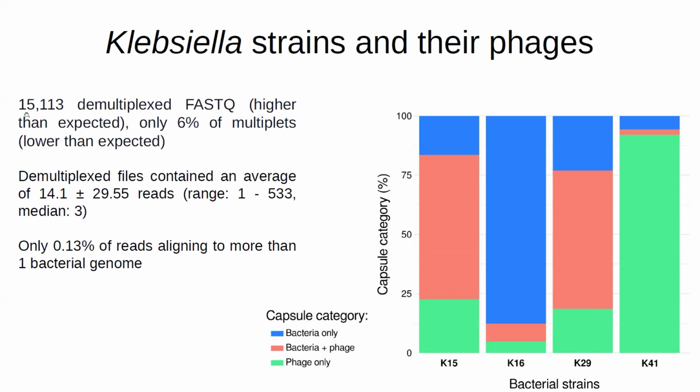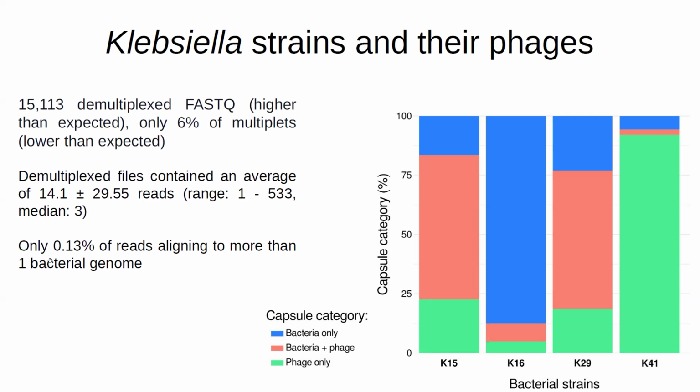Since we obtained more than the expected number of FASTQ files, you might say, okay, many of them are multiplets, meaning that accidentally 2 cells are inside of one capsule, an error like this. But actually everything was as expected. Our multiplets were even lower than expected. And since our coverage was not that high, we had an average ranging from, in some cells, only 1 read, to, in some, 533. This was our maximum. The median was 3 reads per capsule. This sounds pretty low, maybe you would say, but not. We obtained quite a lot of single cells that had enough coverage to study the phage and bacteria interactions.